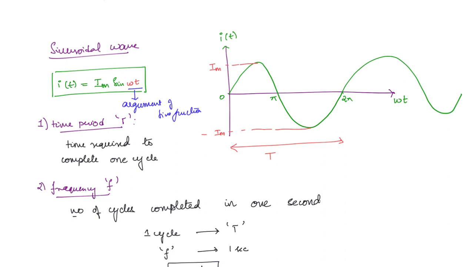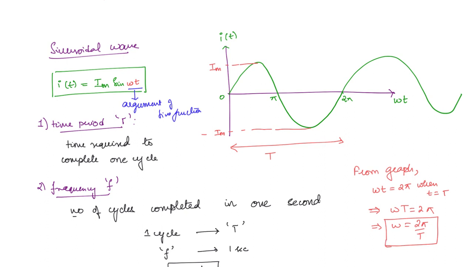But from the graph you can see that at t equal to capital T, omega t is equal to 2 pi. So this means that omega capital T is equal to 2 pi, so omega is equal to 2 pi by T. This is the relation between the angular frequency and the time period.